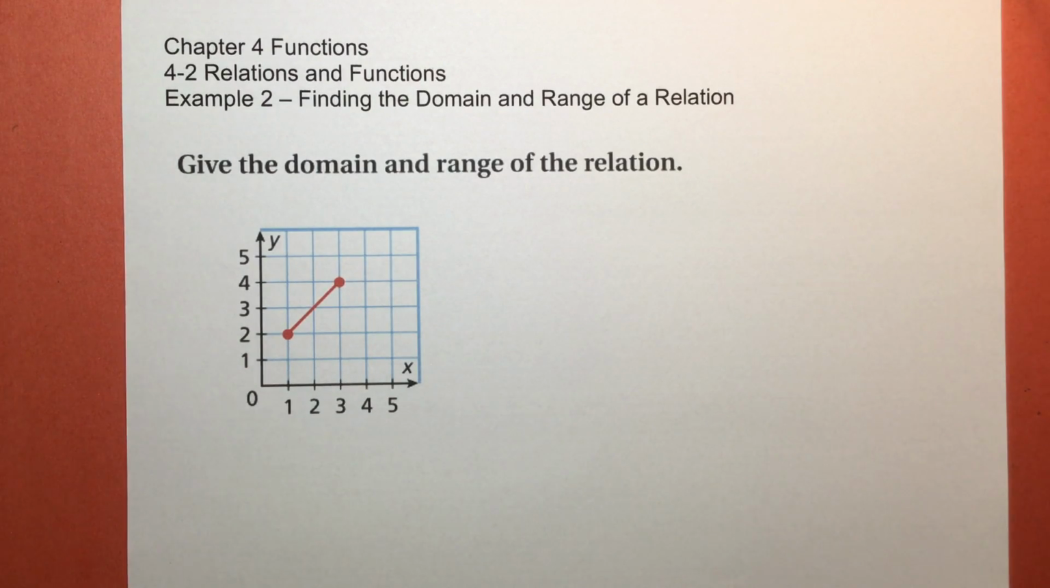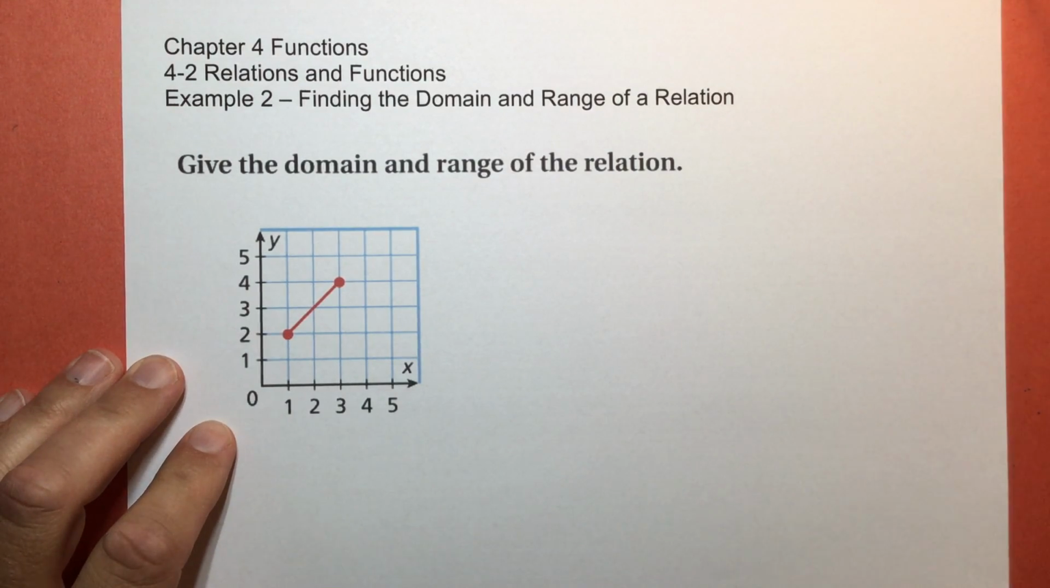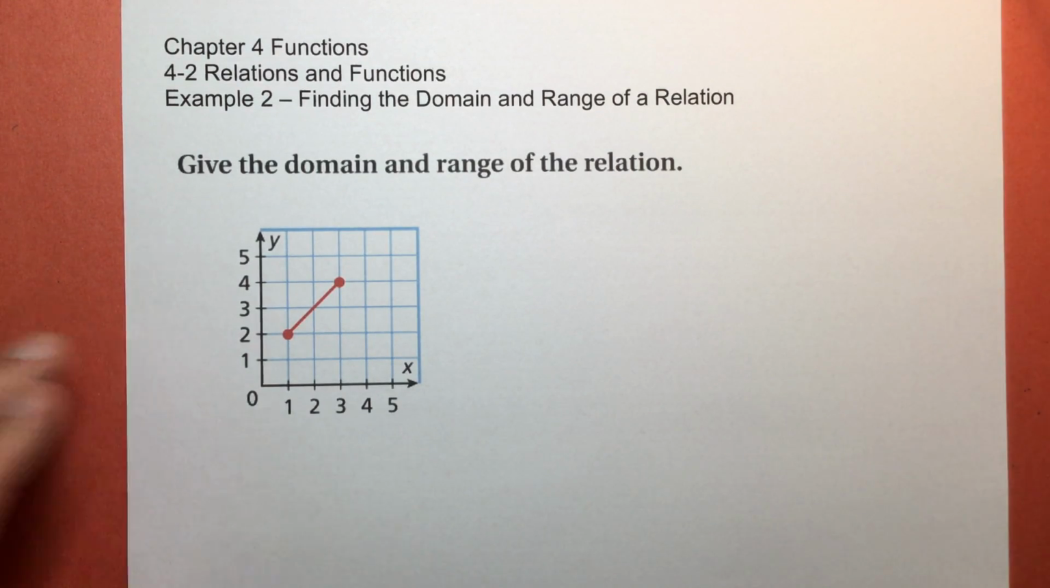Hi, welcome back. We're doing example 2 from chapter 4, section 2, relations and functions. So we're going to get into this idea of domain and range, finding the domain and range of a relation. Well, those are vocabulary words. Those are maybe new words to you. So let me first describe what the domain and range are going to be. I'm not going to give a real technical answer right now.